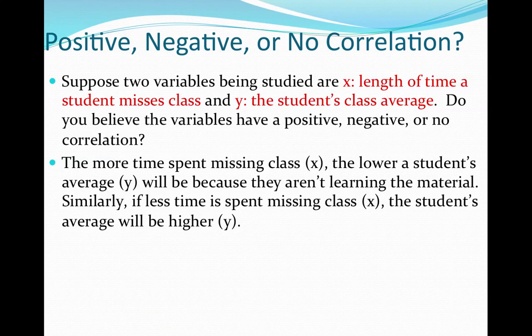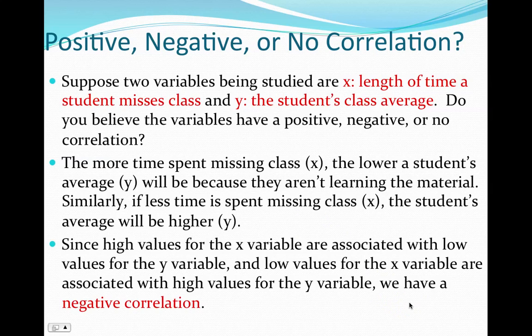If we spend a lot of time missing class, x, which means that we're over here on the right side of the horizontal axis, the lower a student's average will be. So low values for y, because they aren't learning the material. Similarly, if less time is spent missing class, so we're on the left side of the horizontal axis, then the student's average will be higher, which is up here. So you group those points and they will be moving downward from left to right.